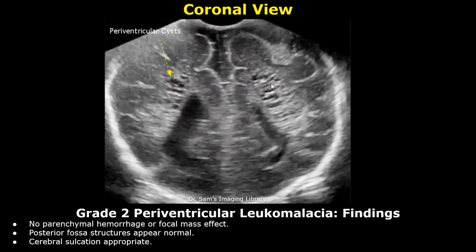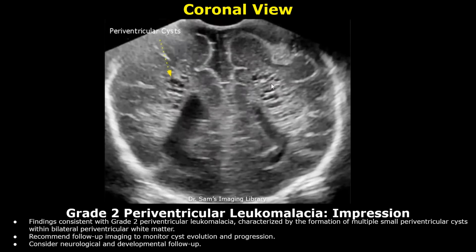No parenchymal hemorrhage or focal mass effect. Posterior fossa structures appear normal. Cerebral sulcation appropriate. This is the impression. Findings consistent with Grade 2 Periventricular Leukomalacia, characterized by the formation of multiple small periventricular cysts within bilateral periventricular white matter. Recommend follow-up imaging to monitor cyst evolution and progression. Consider neurological and developmental follow-up.